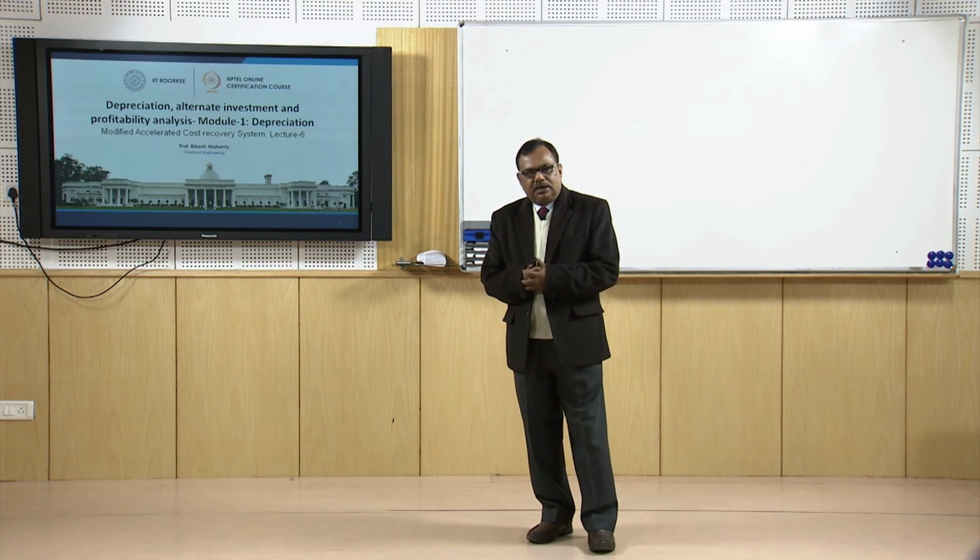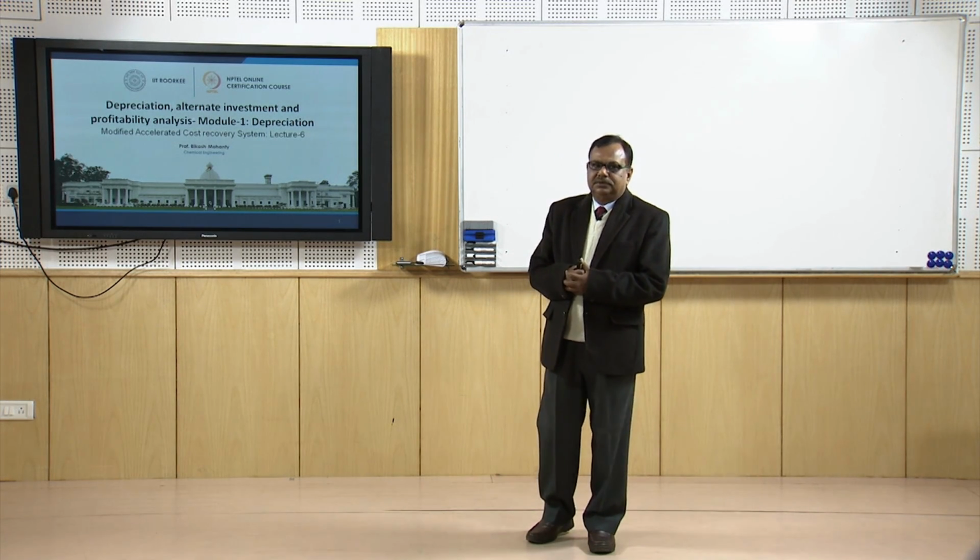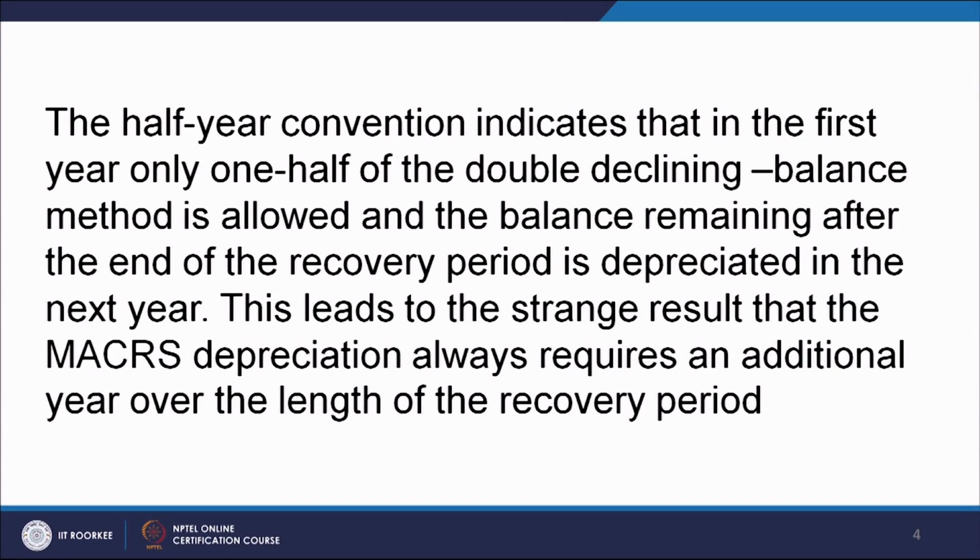Now, what is the meaning of this half year convention? The half year convention indicates that in the first year only one half of the double declining balance method is allowed and the balance remaining after the end of the recovery period is depreciated in the next year. This leads to the strange result that the MACRS depreciation always requires an additional year over the length of the recovery period.